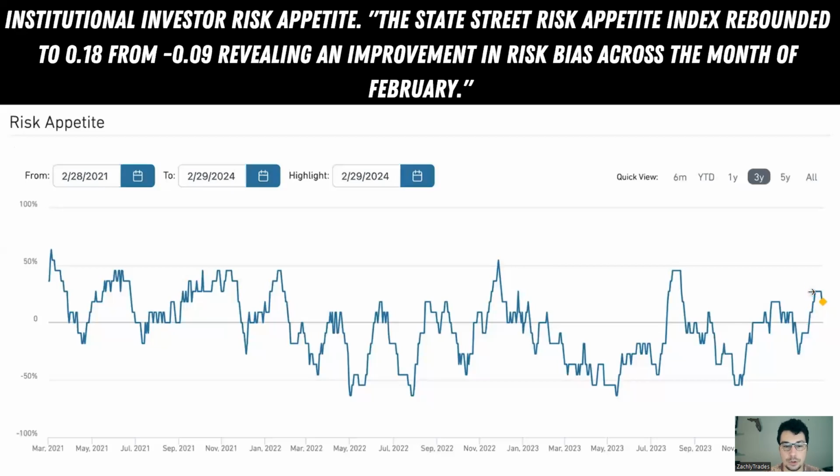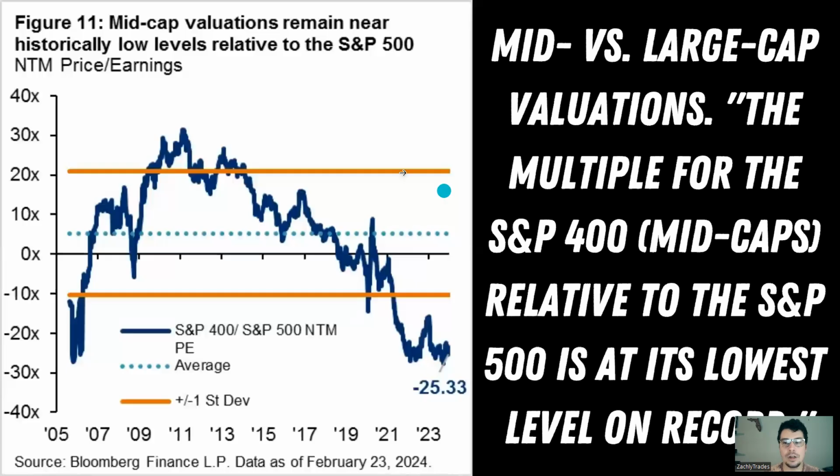We saw the market continue higher and it started to pull back a little bit. Now, when you look at mid versus large cap valuations, the multiple for the S&P 400, which is your mid caps, relative to the S&P 500, is at its lowest level on record.